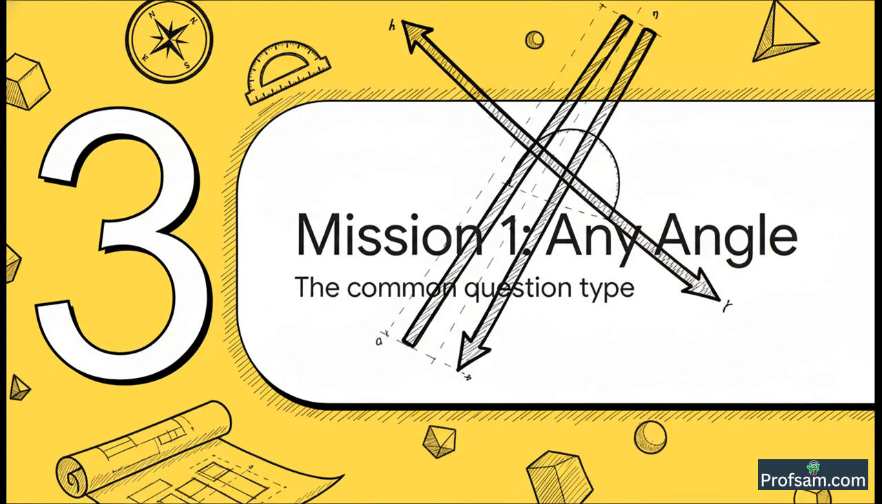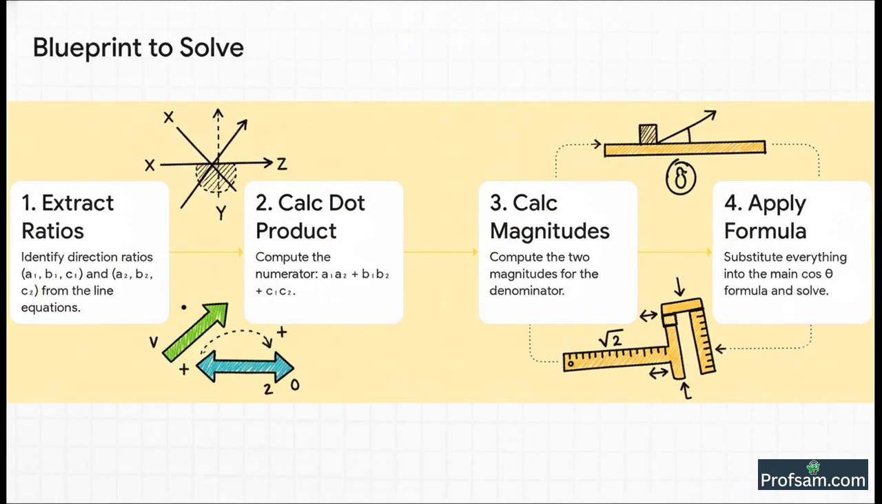This is the most common question they will ask you. Find the angle between 2 given lines. And for this, we have a perfect 4-step blueprint. Here is your step-by-step plan.